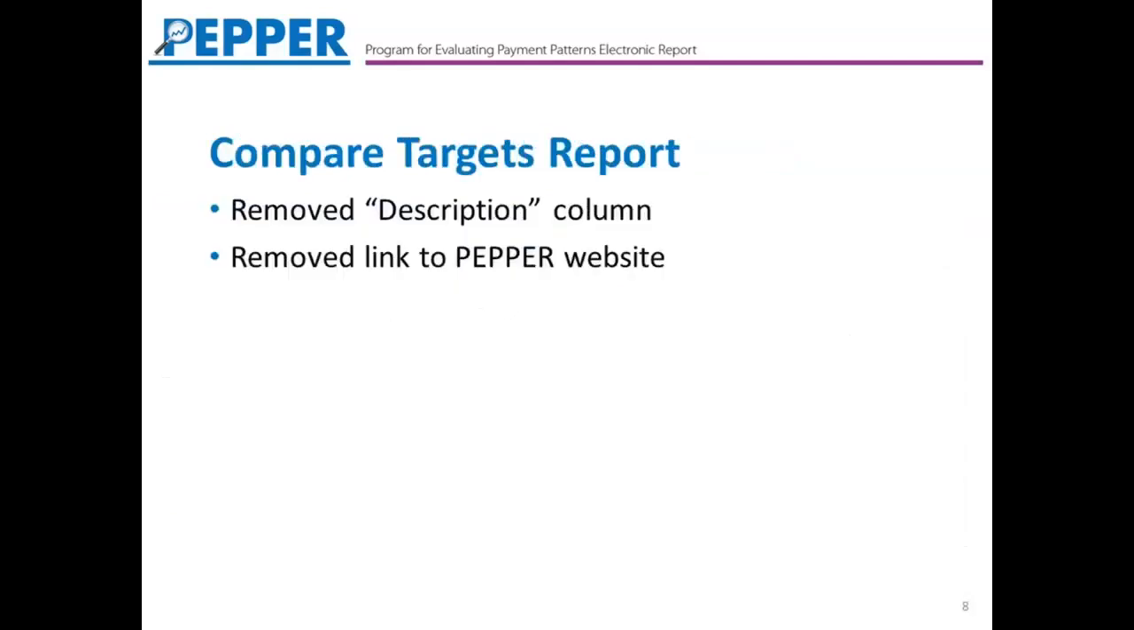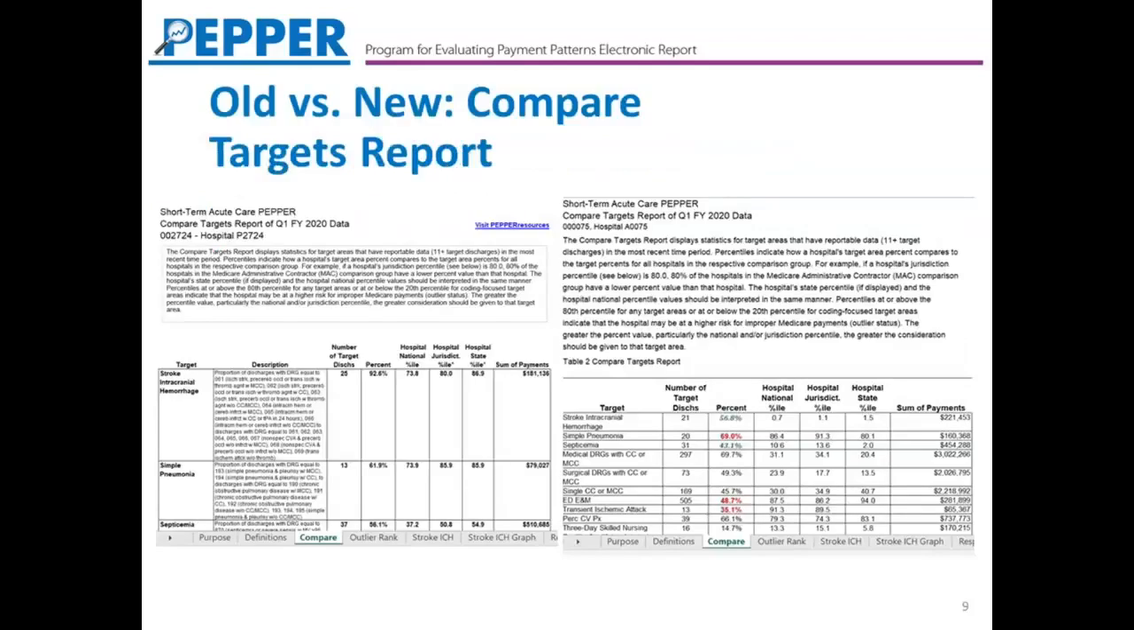Moving on to the Compare Targets report. In the Compare Targets report, we have removed the description column. So if you look at the image on the left side there, the second column that's labeled Description is no longer there. We've also removed that link to the Pepper website. For the most part, though, the remaining columns in this report are still the same. You'll notice that because we removed that description column, this report is going to be much more compact, and so it'll be shorter if you're printing it out or if you're flipping through it on screen.